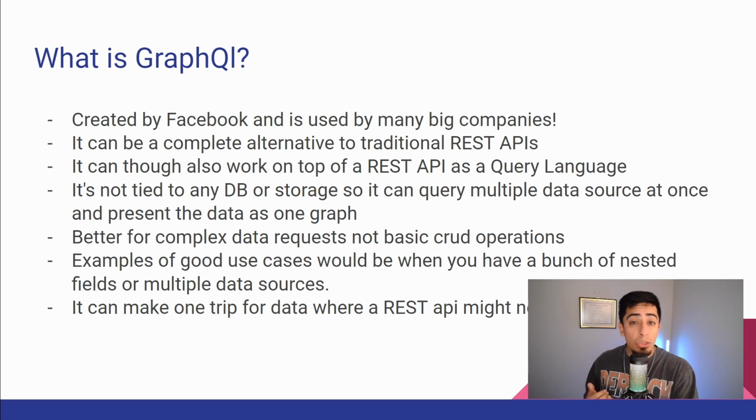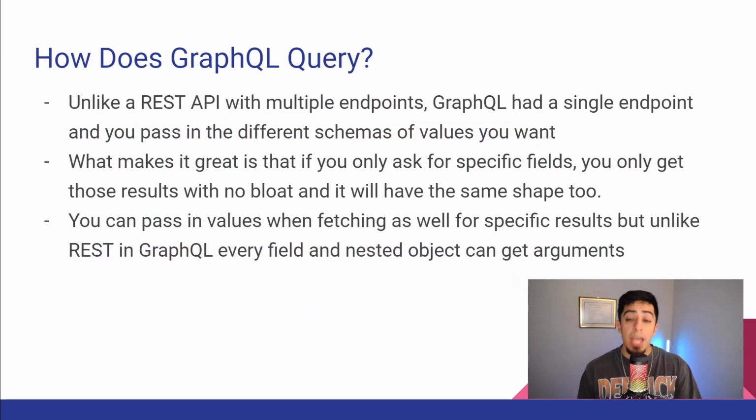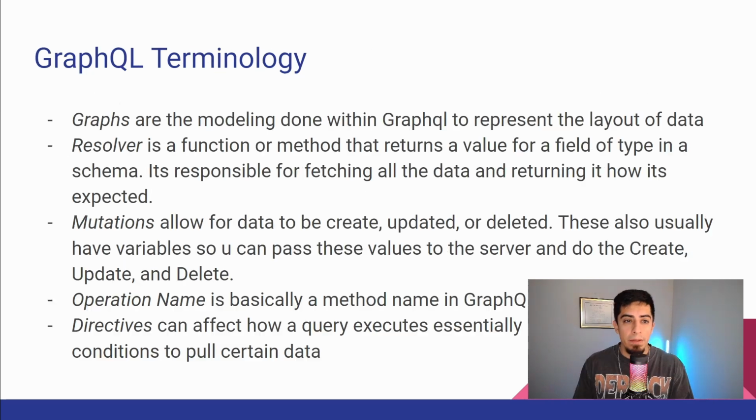It can make one trip for data where a REST API might need to make multiple, and that's one of the great benefits. And you can also pass in values when fetching as well for specific results. Unlike REST, in GraphQL, every field and nested object can get arguments, and we will see that later. So let's get into some terminology, because for those of you that have maybe never worked in GraphQL, some of these terms might be foreign to you.